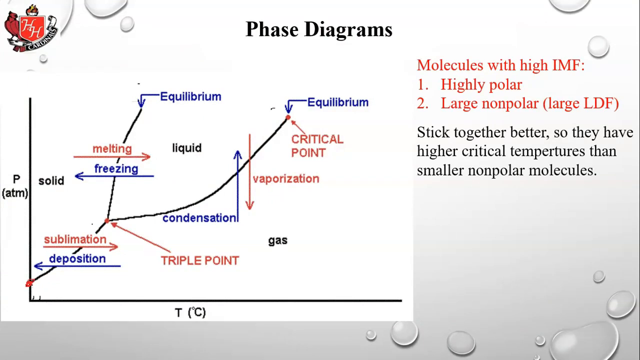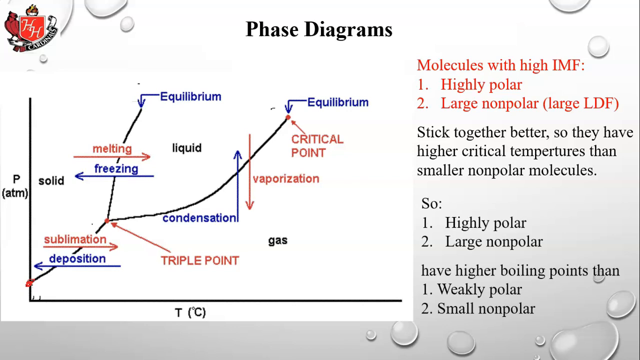Molecules with high intermolecular forces are either highly polar or they're large nonpolar, that is large London dispersion force molecules. Those are the molecules with high IMF. They stick together better, so they have higher critical temperatures than smaller nonpolar molecules. So, highly polar and large nonpolar molecules have higher boiling points than weaker polar and smaller nonpolar ones.